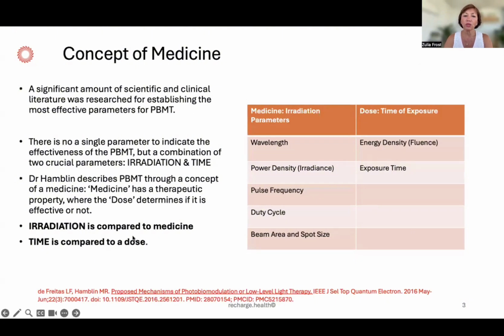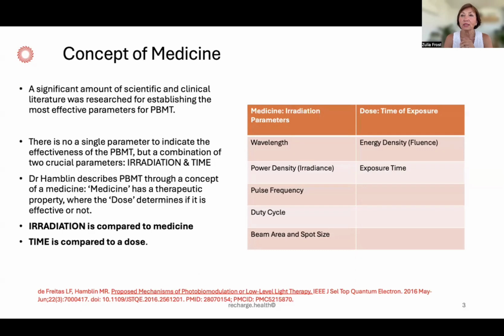I quote you here at the bottom, there is an article, Proposed Mechanism of Photobiomodulation of Low-Level Light Therapy, written by Michael Hamblin and Lucas de Freitas. So this is an article you need to read, okay? I kind of dissected it for you and created the table. So what is important about this?